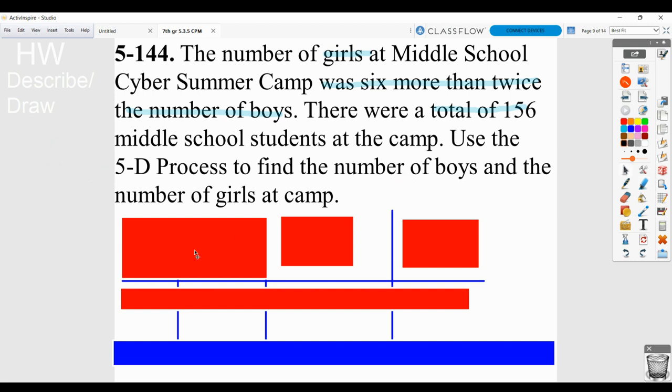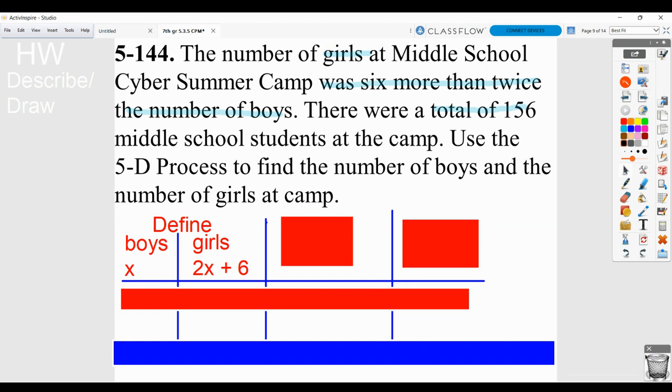Then, based on that, we can do our defining. So if boys would be our x, girls would be 2x plus 6, because again, the girls were 6 more than twice the number of boys. So the number of boys would be your x, and then twice that means multiplied by 2, and then 6 more than that means adding the 6.